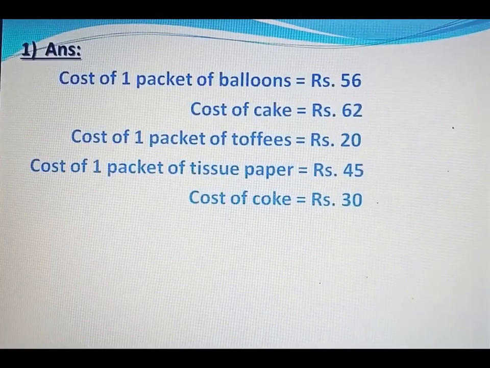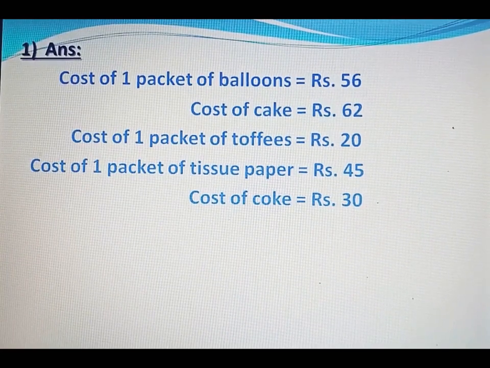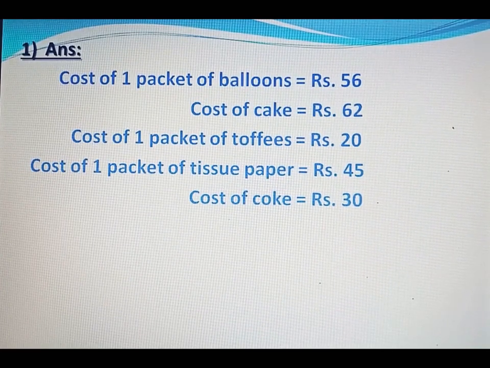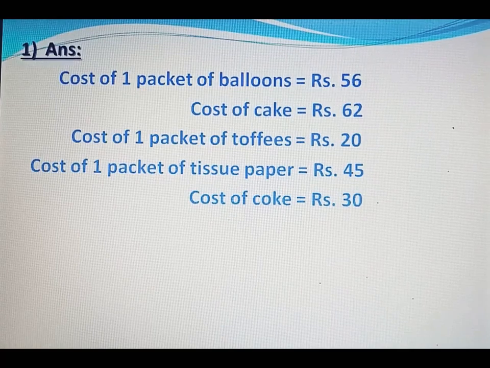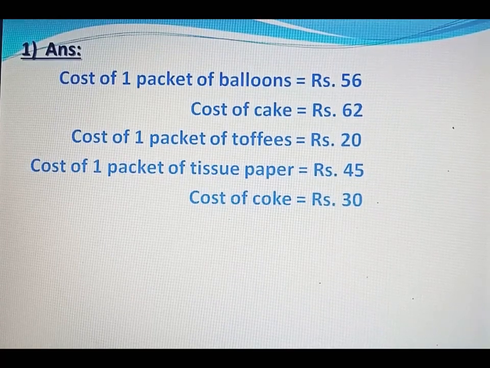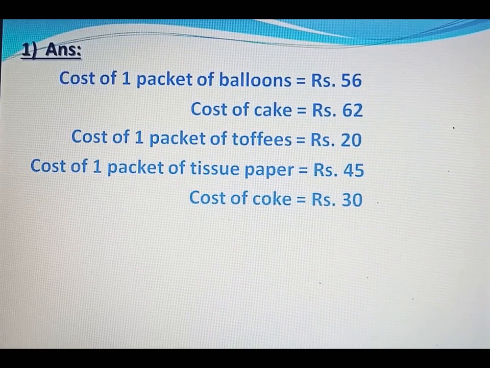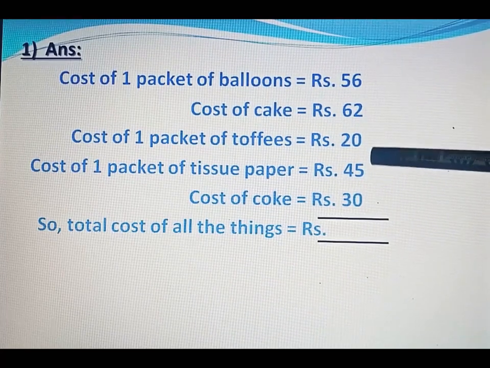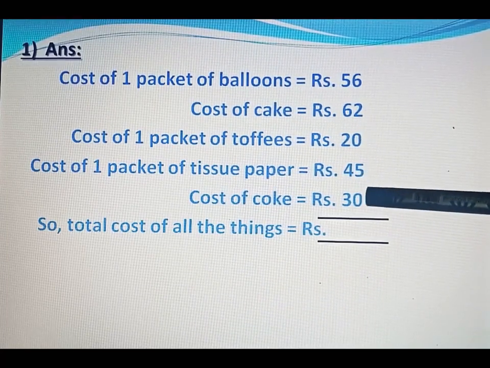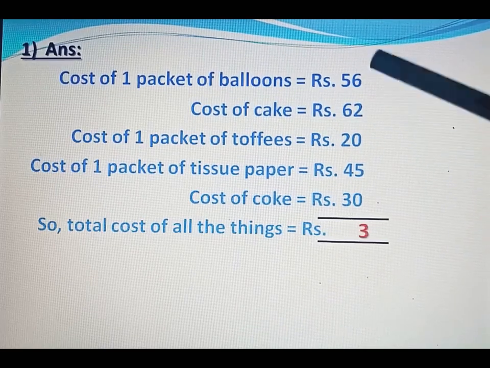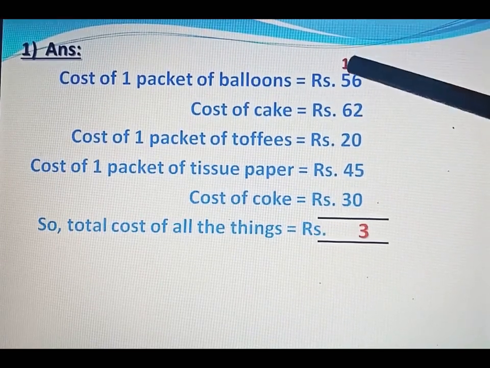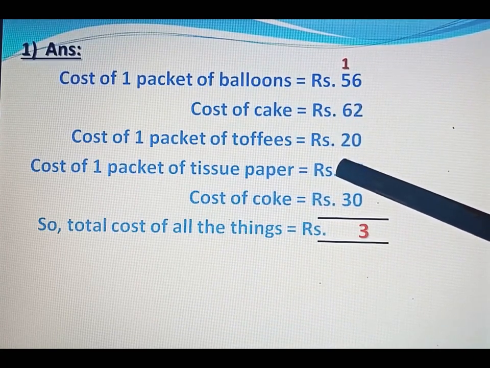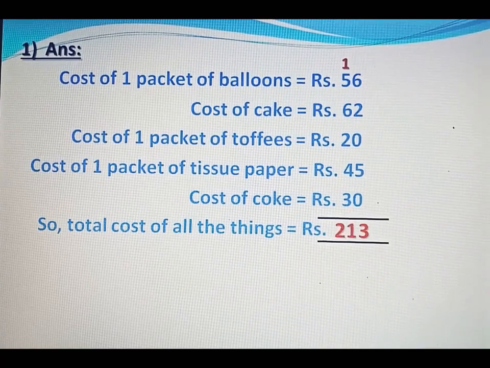Sir, cost of one packet of balloons is rupees 56. Cost of cake is rupees 62. Cost of one packet of toffees is rupees 20. Cost of one packet of tissue paper is rupees 45 and cost of coke is rupees 30. So first we will find the total cost of all these things. We will do addition. 6 plus 2, 8, plus 0, 8, plus 5, 13, plus 0, 13. So this 3 and 1 will be carry. This 1 plus 5, 6, plus 6, 12, plus 2, 14, plus 4, 18, plus 3, 21.